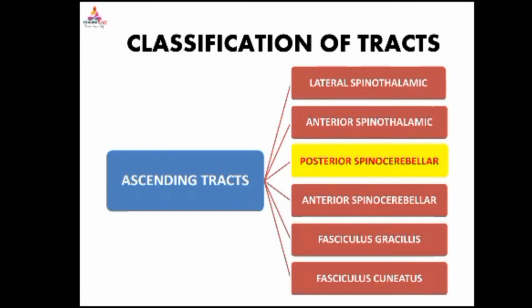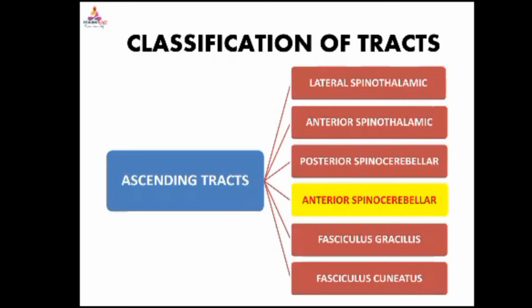Next is the posterior spinocerebellar tract. It's located in the lateral white column superficially, originates in the posterior horn cell of the spinal cord of the same side, then terminates in the cerebellum. Function is unconscious kinesthesia, that is, proprioception.